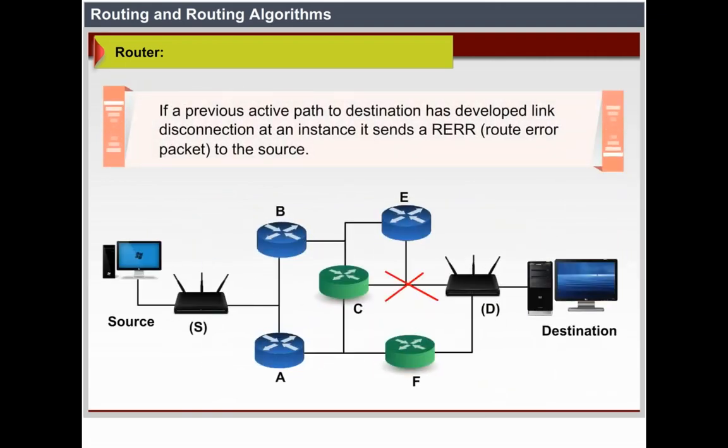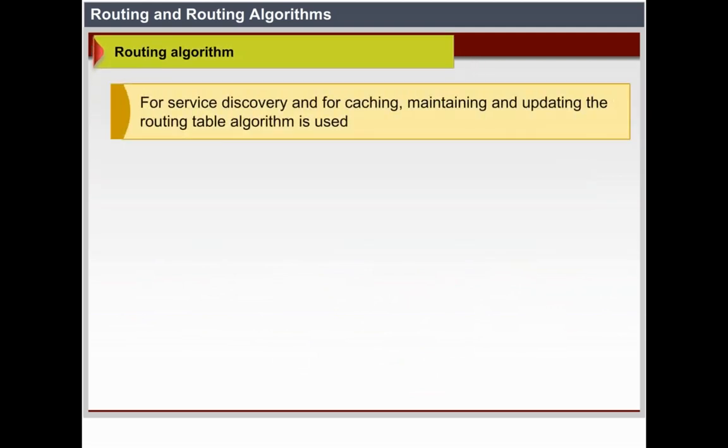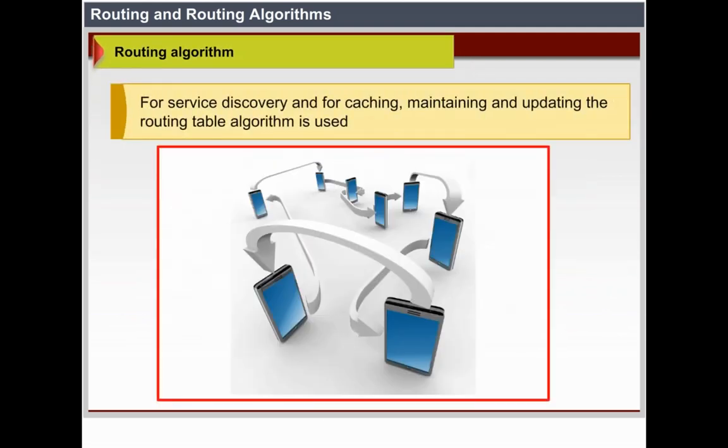Sends a RERR, route error packet, to the source when a previously active path to destination has developed link disconnection at an instance. Routing algorithm: an algorithm used for service discovery and for caching, maintaining and updating the routing table.